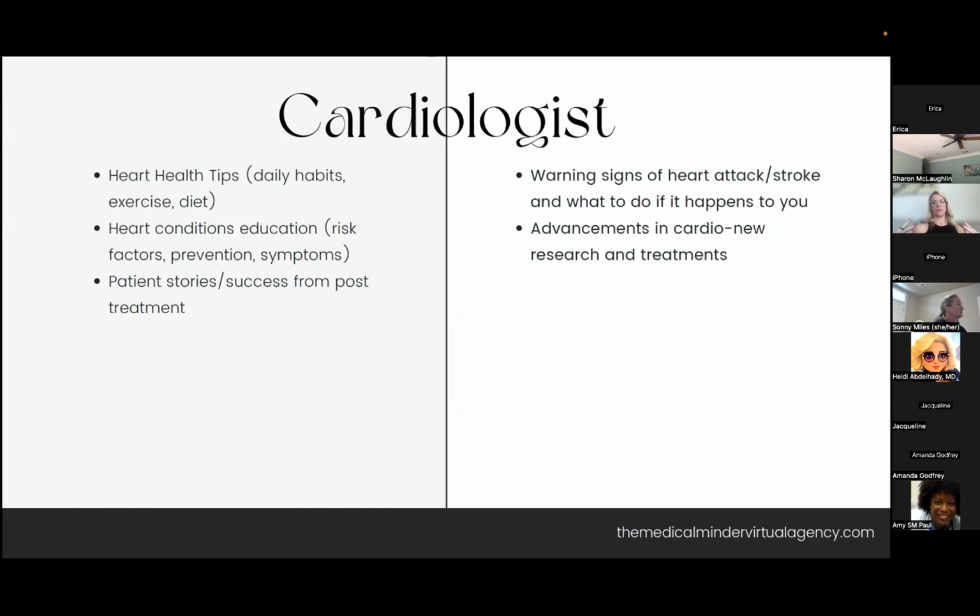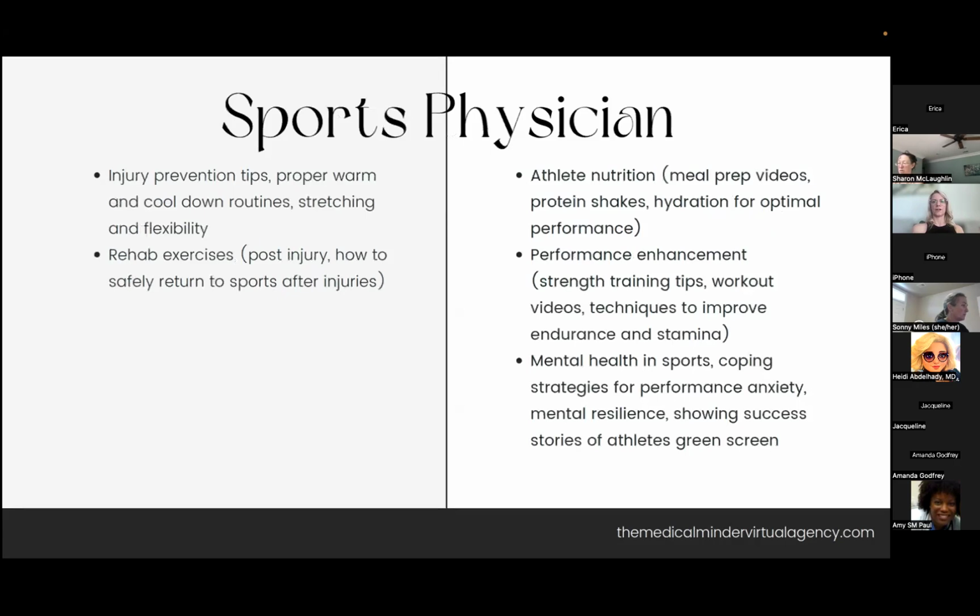and one of the leading causes of premature deaths. So you really want to help educate them on heart health tips, daily habits, exercise, diet, heart conditions, educate them, risk factors, prevention, symptoms, also patient stories. No matter what niche you're in, you're always going to want patient stories, client stories, success from whatever treatment, from whatever program you're doing with them. Warning signs, stroke, advancements in cardiology, new research, treatments. Those are types of posts that you can post as a cardiologist.